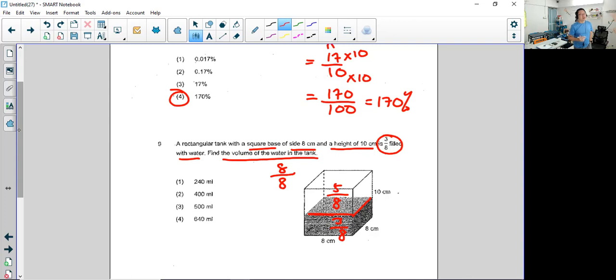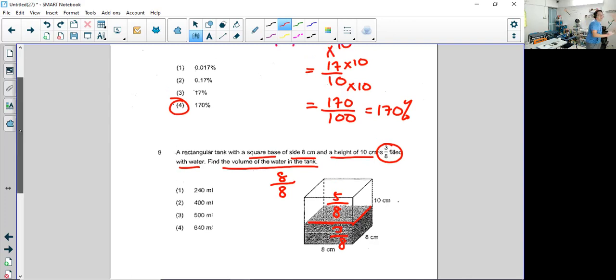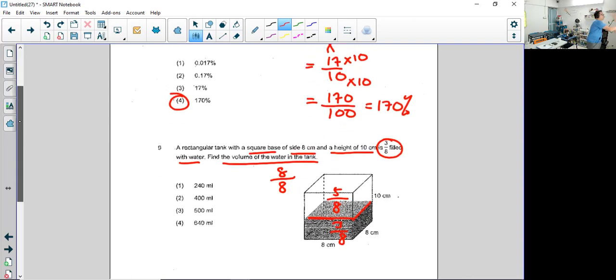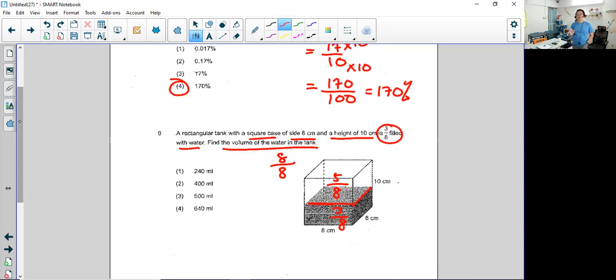So draw a diagram. All right, that's a method, but the diagram is drawn for you already. So what you do is you add the information, add the fractions, put numbers into your pictures like this, so that it helps you to know what to do next. So if the whole container is 1 whole, then 8/8 is 8 units. And what is the volume of the whole container? So 8 cm times 8 cm times 10. So 8 times 8 is 64. 64 times 10 is 640.